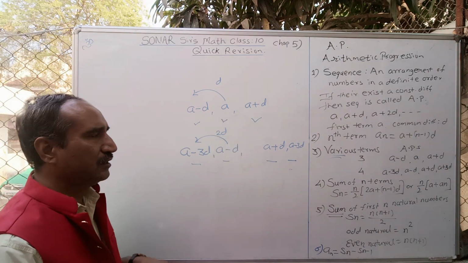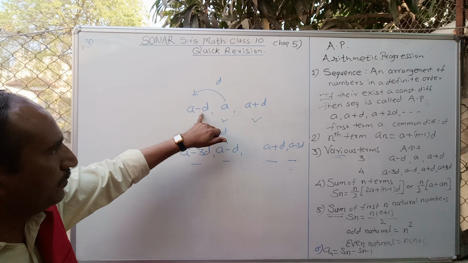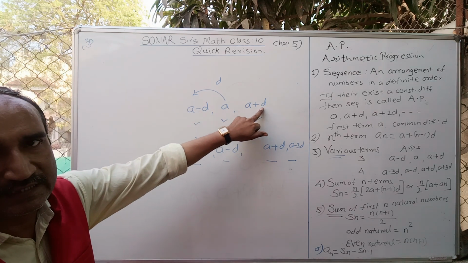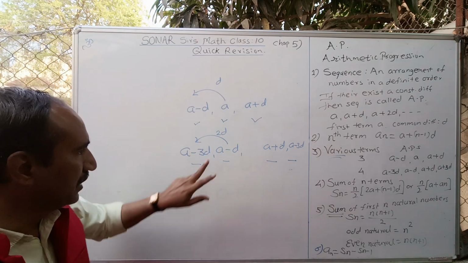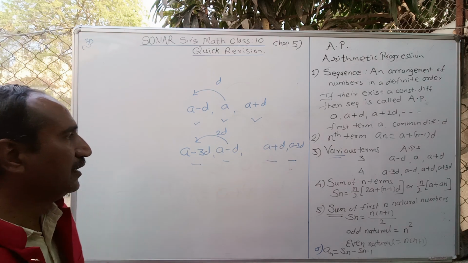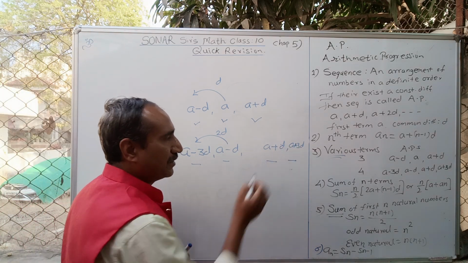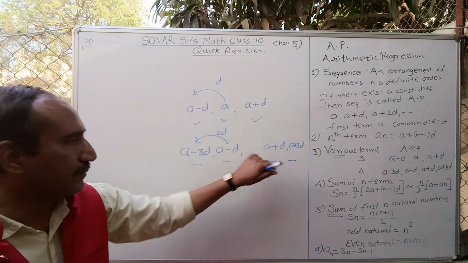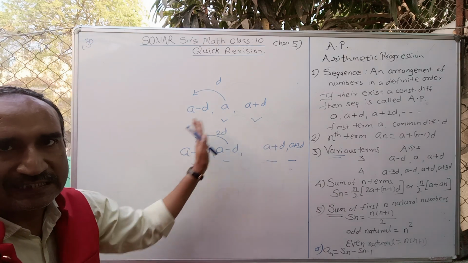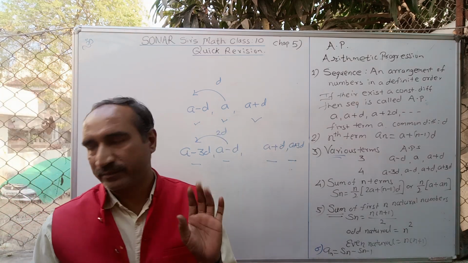Why do we consider these terms? Because if addition is given there, the plus and minus will get cancelled, and we easily get the first term. Here minus 3d plus 3d will get cancelled, then plus d minus d will get cancelled. So it is easier to find out the 4 terms in an AP.